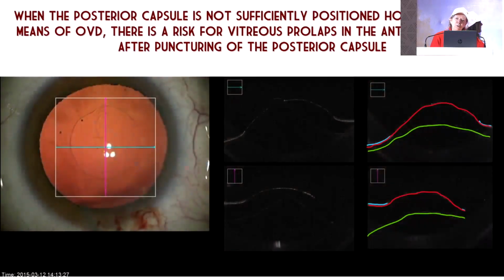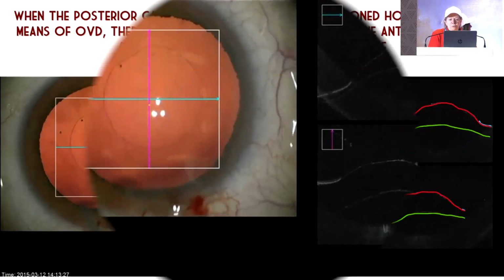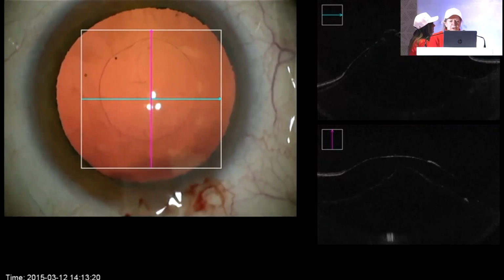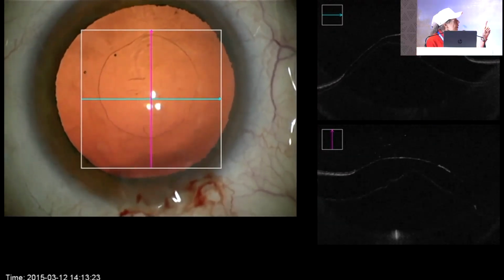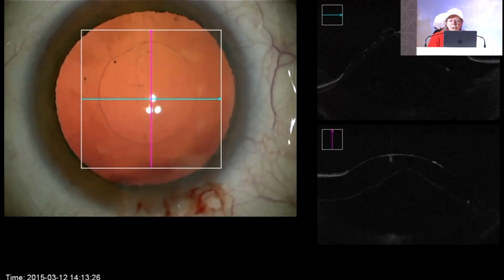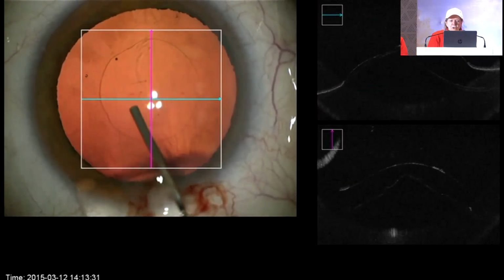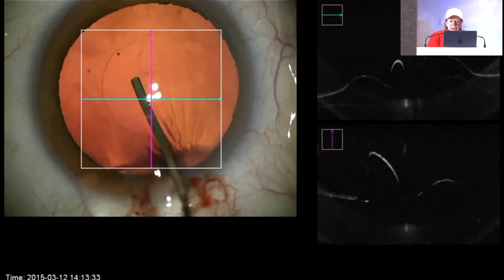Now, what we don't know in the eye is the liquefaction degree of the vitreous. And therefore, it is very important to have a good counter pressure from the anterior segment. So fill the anterior segment very well. Now here you see the prolapse of the anterior hyaloid through the posterior capsule because there is an enormous liquefaction of the vitreous in a pathological eye.